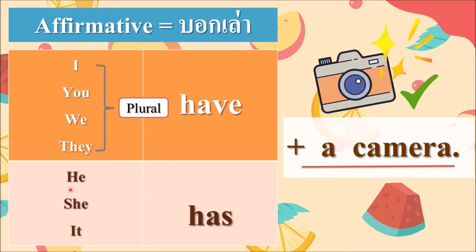Next, if something belongs to a boy or a man, we say he has. For a girl or a woman, we say she has. For an animal or thing, we say it has. He, she, it. They are singular, and we use has, followed by complement. This is very easy, you just have to remember it.